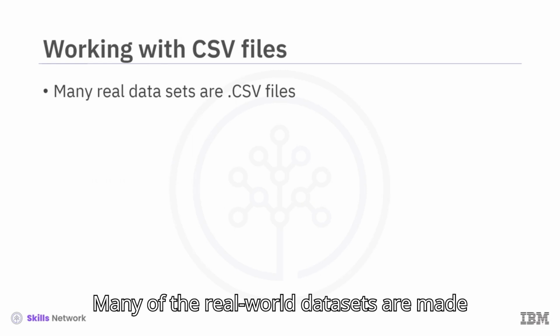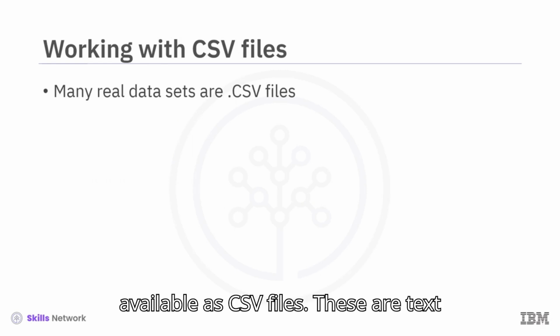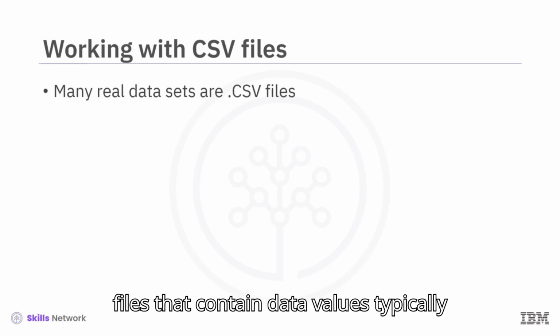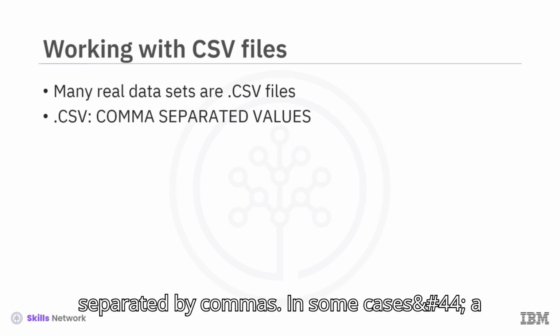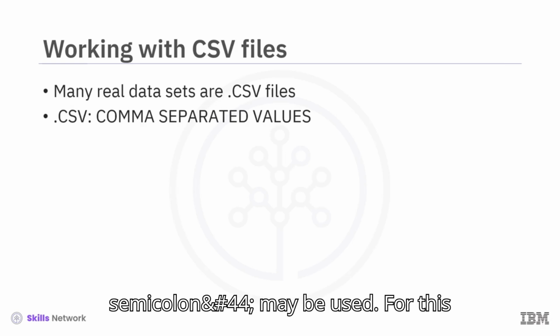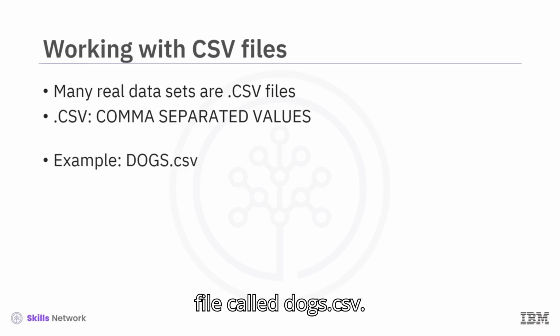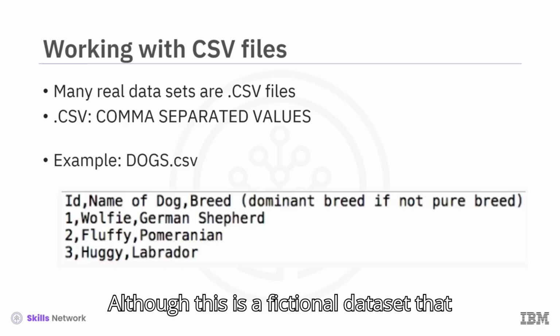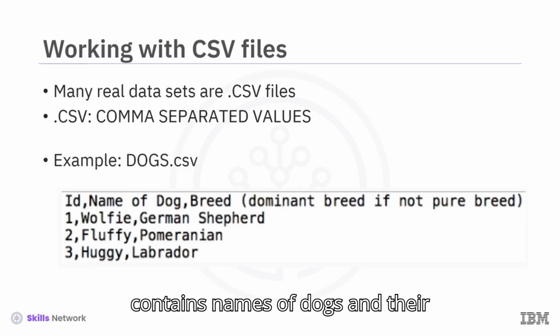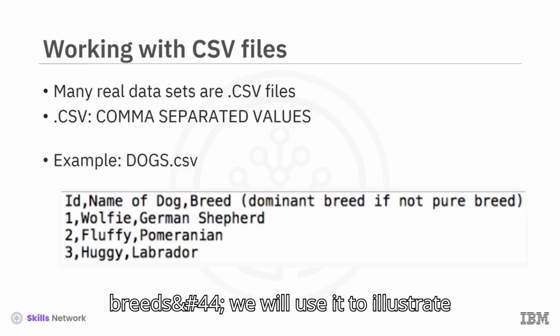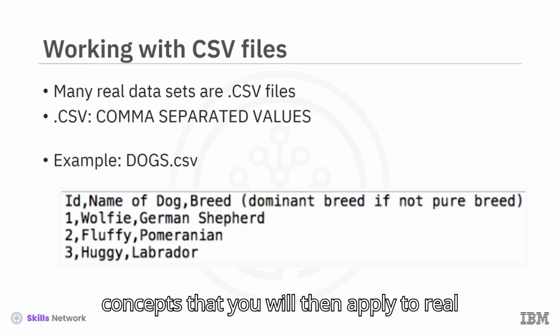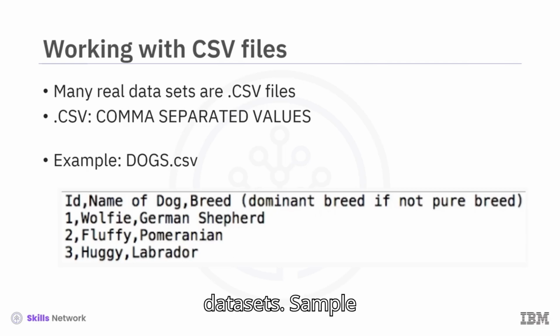Many of the real-world data sets are made available as CSV files. These are text files that contain data values typically separated by commas. In some cases, a different separator, such as a semicolon, may be used. For this video, we will use an example of a file called dogs.csv. Although this is a fictional dataset that contains names of dogs and their breeds, we will use it to illustrate concepts that you will then apply to real datasets.